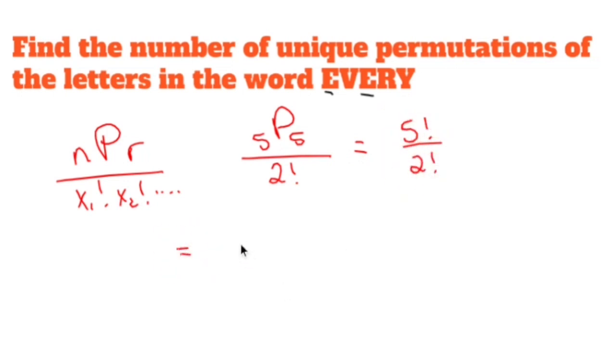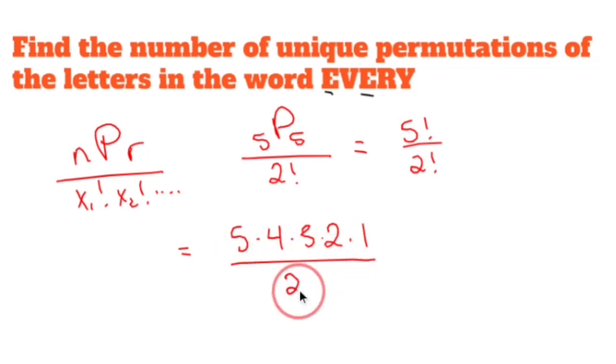Let me write it down here. 5 factorial is 5 times 4 times 3 times 2 times 1, and 2 factorial is 2 times 1. Now, if you have something across the top that's the same as the bottom and all you're doing is multiplying straight across, you can get rid of them. And now I don't really need a calculator. 5 times 4 is 20 and 20 times 3 is 60. So there's 60 ways that I can rearrange every to create a different thing.